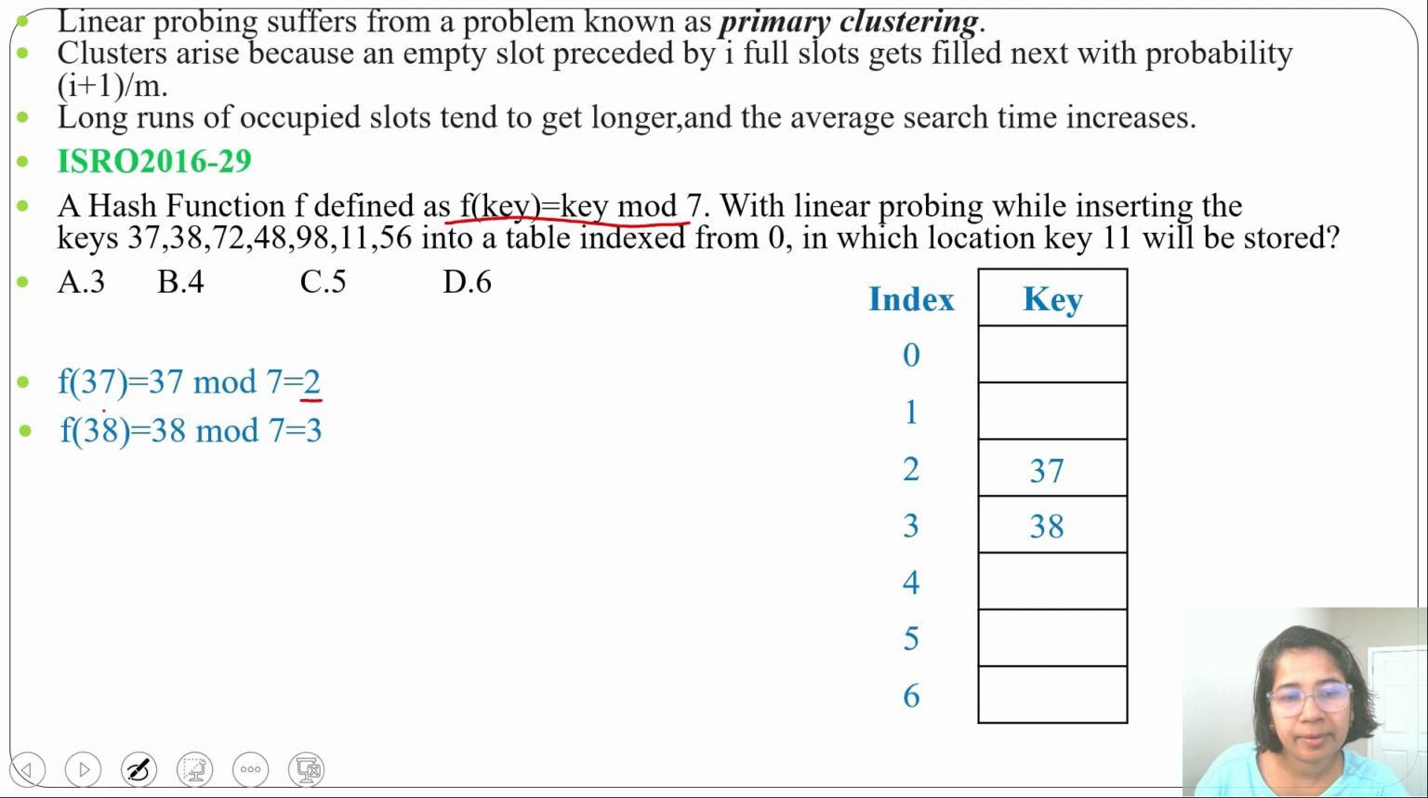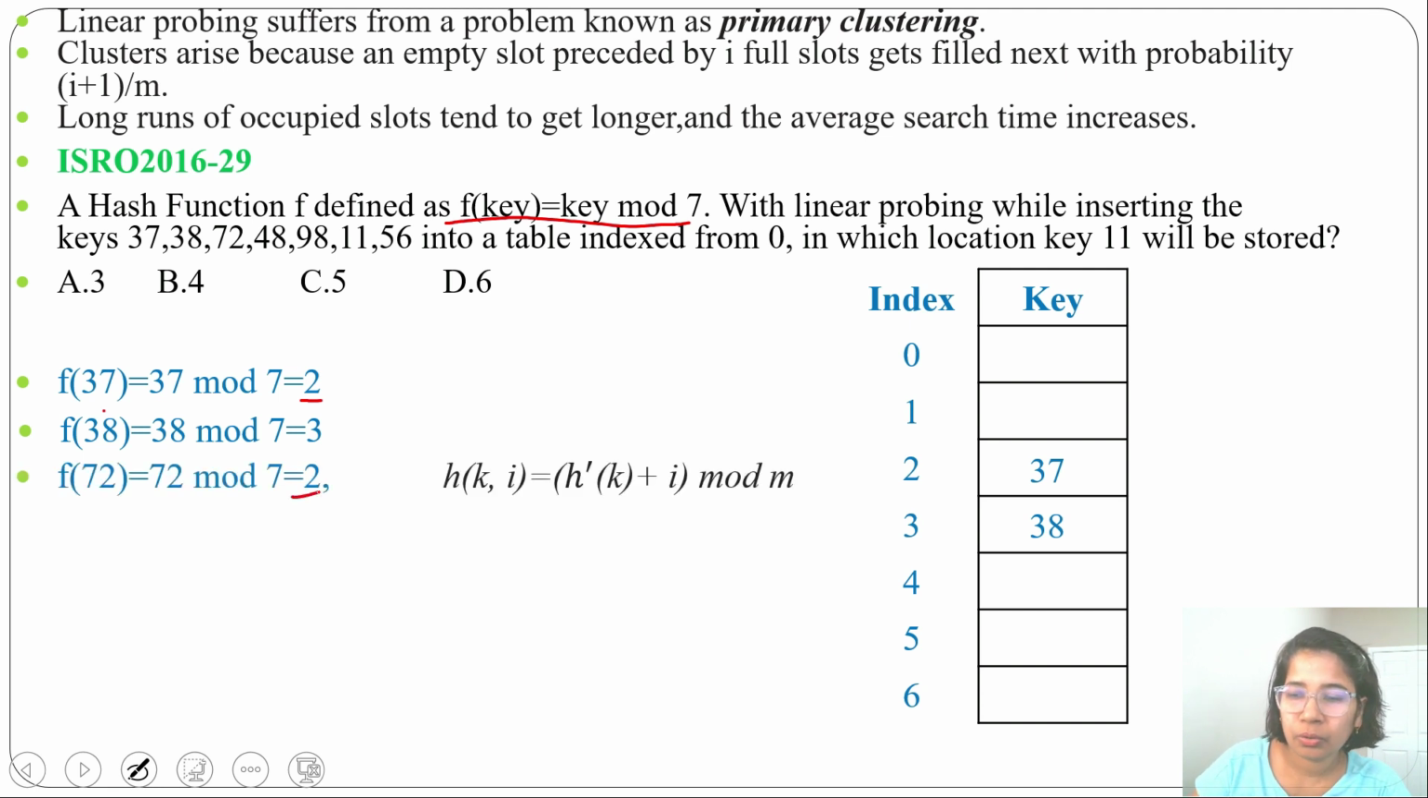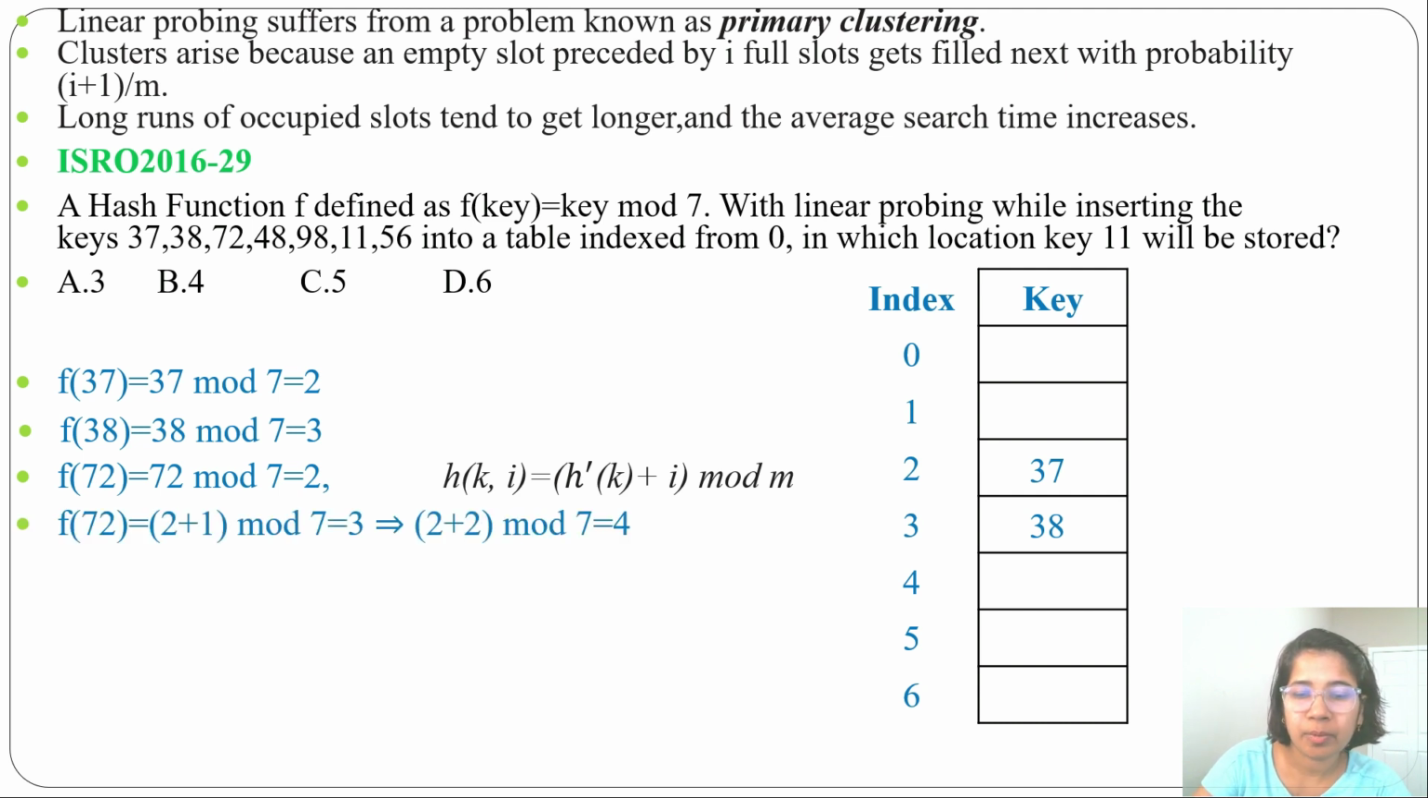Next key 72. 72 mod 7 is 2. Slot 2 is already filled. So as it is already filled, now we'll do linear probing. The linear probing function is h(k, i) = (h'(k) + i) mod m. And what is h'(k)? It's 2. Now 2 plus 1 mod 7. As slot 3 is already filled, I'll check for the next i. Now for i equals 2, 2 plus 2 mod 7 is 4. Slot 4 is free, so we can insert 72 in slot 4.